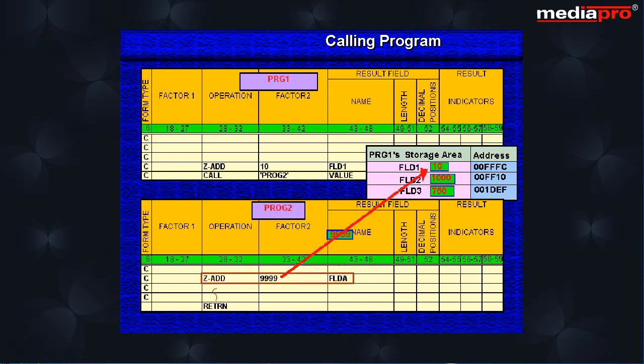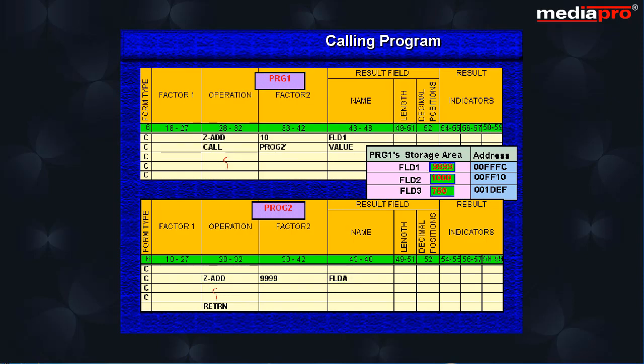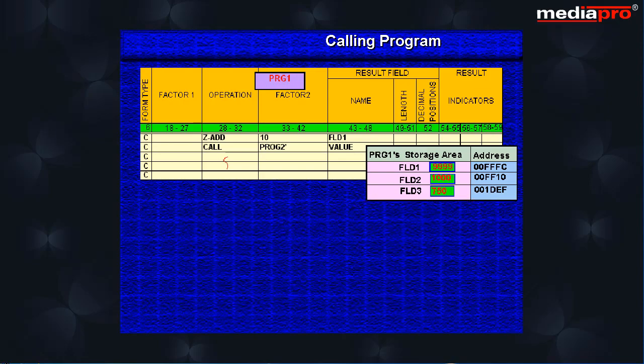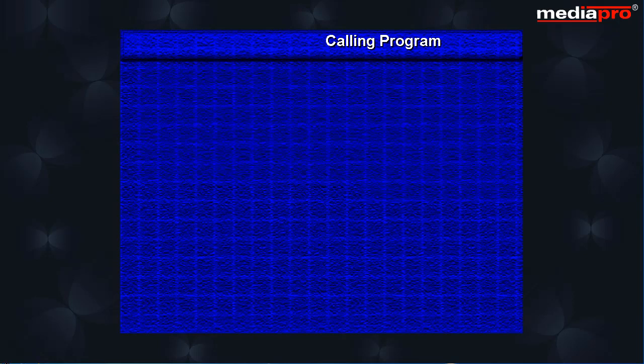PROG2 changes the value of FLDA to 9999. When PROG2 completes execution, control passes back to PROG1. The value of the field FLD1 has also changed to 9999, since both FLD1 and FLDA refer to the same memory location.